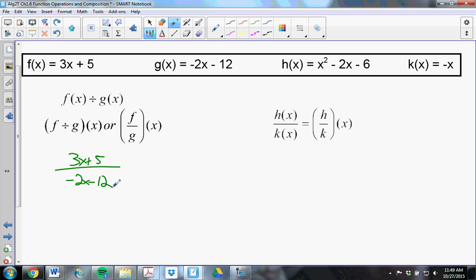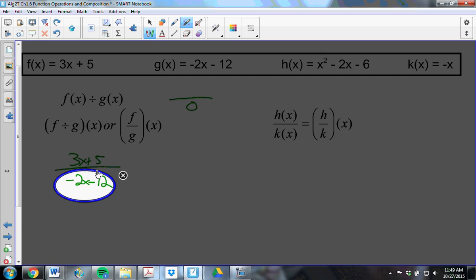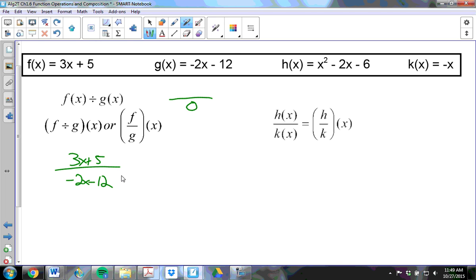But there's one consideration I have to worry about. In math, you're not allowed to divide by 0. So I have to ask myself the question, what value of x could possibly make the denominator equal 0? I just look at the denominator, not the numerator, just the denominator. What value of x could possibly make the denominator equal 0? In this case, it's the value of 6. If I were to do g of 6, I get 0. So in this function division here, I have to say x can't be 6.